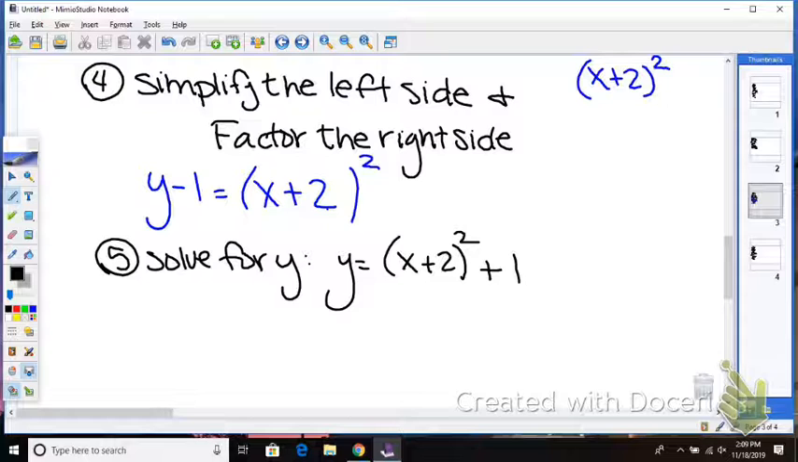So here, what does this plus 2 inside tell you? Go -2. And then what does the plus 1 tell us? Up 1. So my vertex here is -2, 1, which is exactly what you guys found when you did the bell ringer by doing -b over 2a.